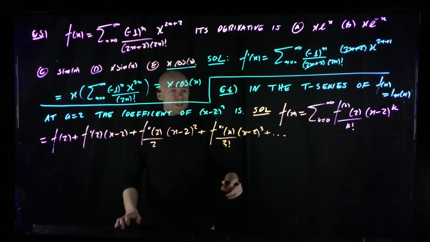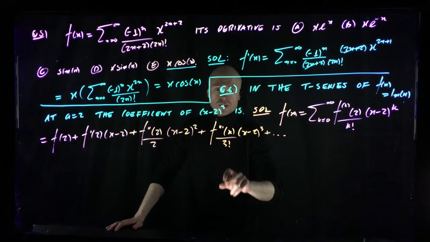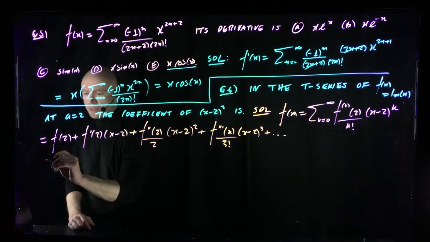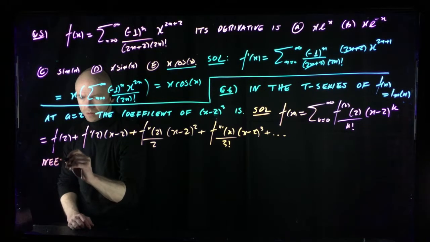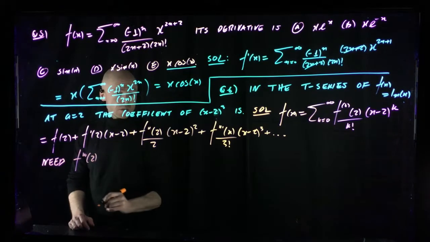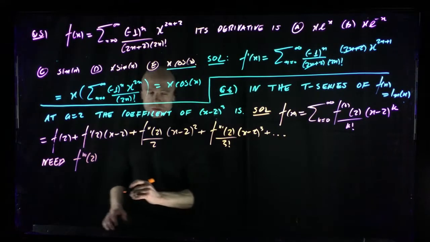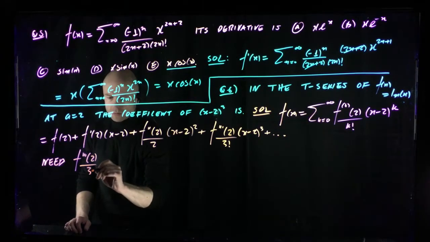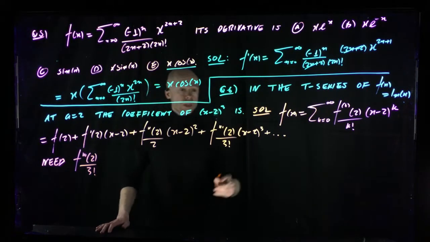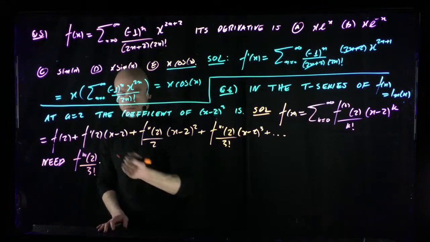Cool. So our job is to find out the coefficient in front of x minus 2 to the 3, which is exactly this coefficient. So I need to calculate the third derivative at 2 over 3 factorial. And once we've done that, that clearly is exactly what we're looking for, right? So then it's just differentiation.